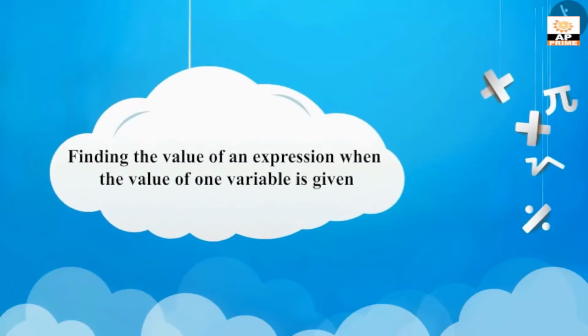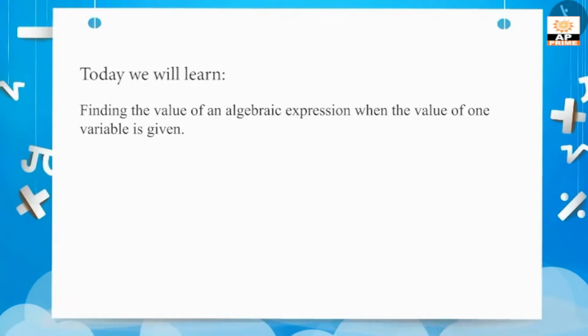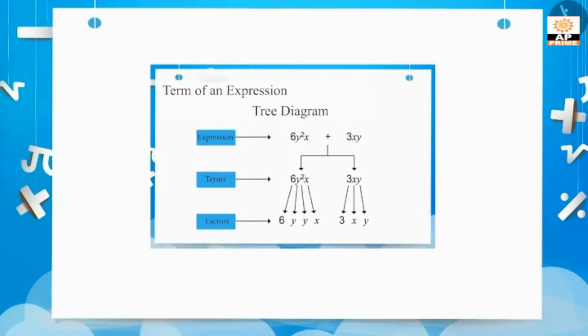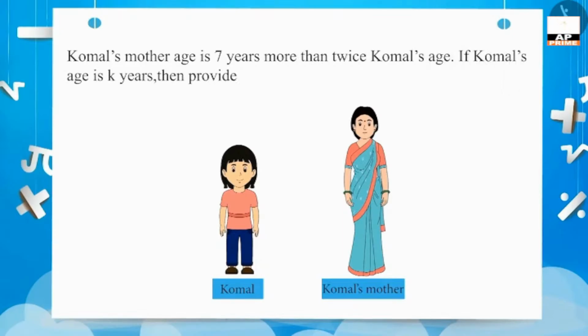Finding the value of an expression when the value of one variable is given. Today we will learn to solve an algebraic expression when the value of one variable is given. You have already learned about algebraic expressions. Now, let's understand it better with the help of an example. Komal's mother's age is 7 more than twice her age. If Komal's age is k years, then provide a suitable expression to calculate her mother's age.